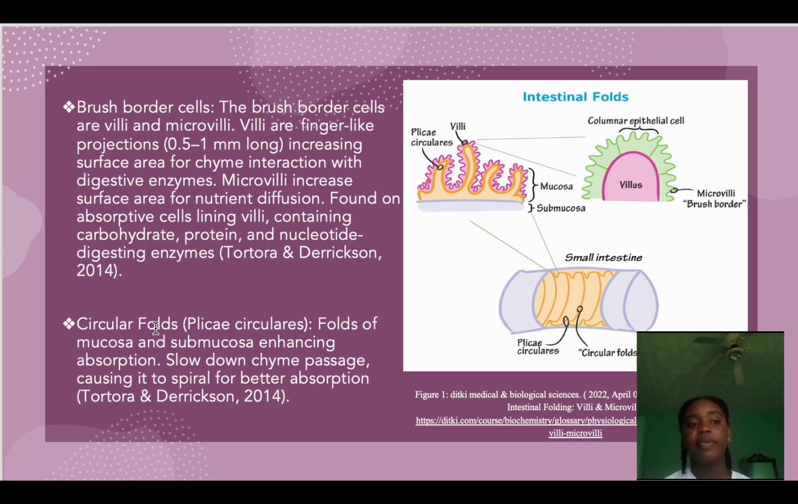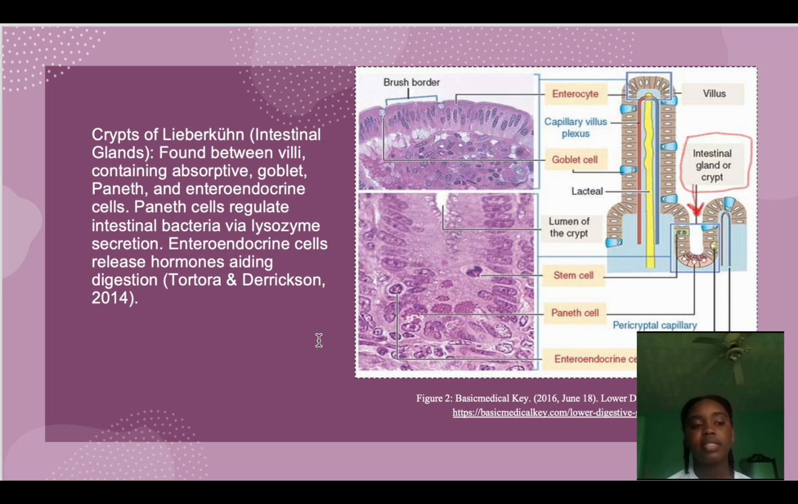The crypts of Lieberkühn, or the intestinal glands, are located between the villi. These contain various cell types, including absorptive cells and goblet cells that secrete mucus. Paneth cells found here play a role in regulating intestinal bacteria via lysozyme secretion. Additionally, enteroendocrine cells release hormones crucial for digestion.